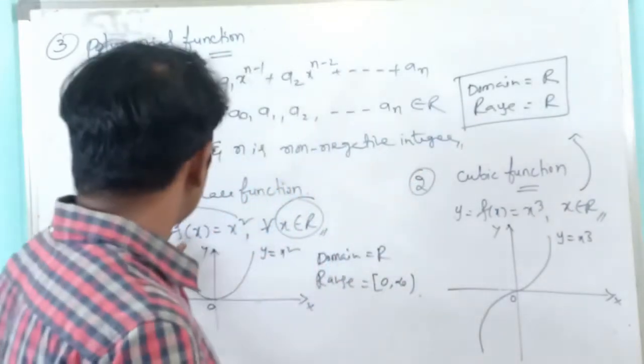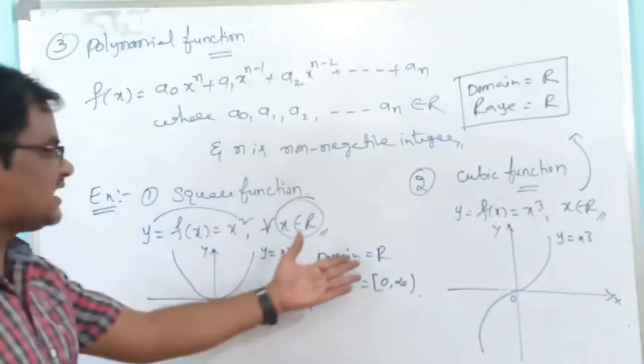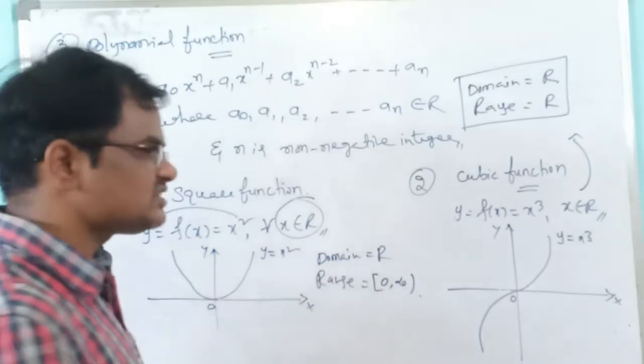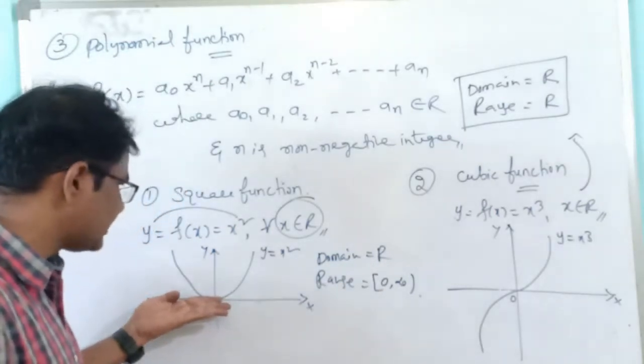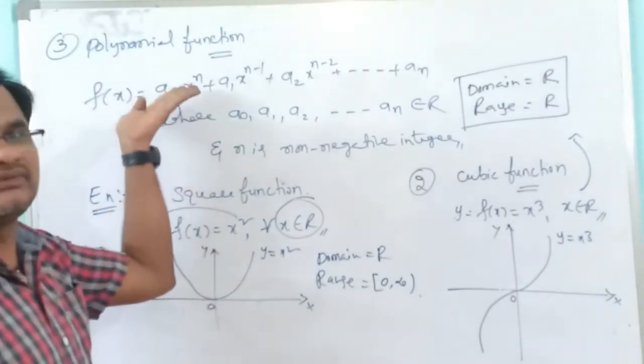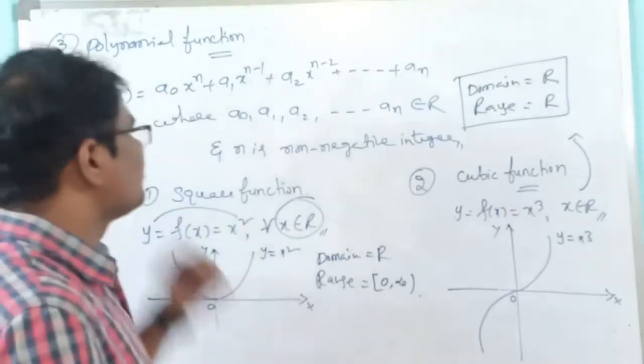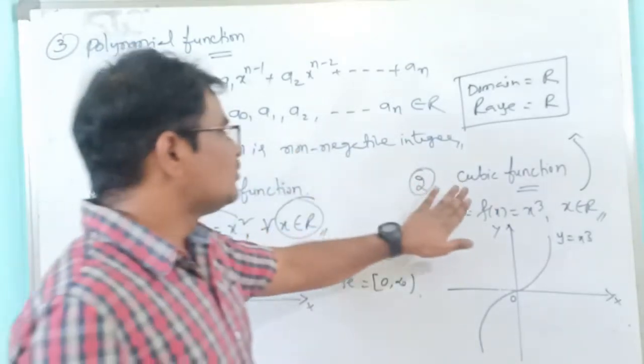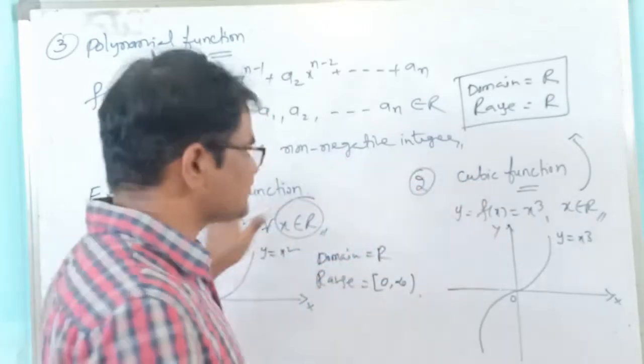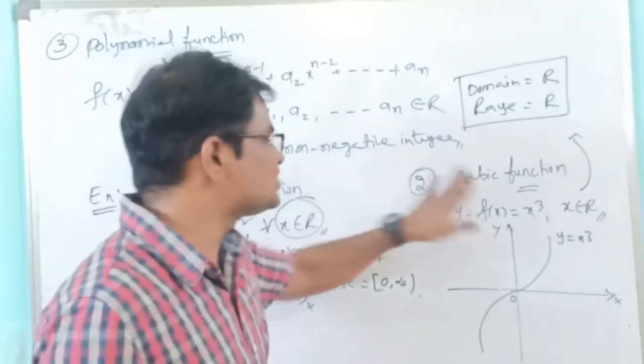And next, the square function: domain is real numbers and range is the closed interval 0 to infinity, because the y value exists from what? Closed interval 0 to infinity. Right? This is about the polynomial function. In this one, these two are most important, so that's why we have to discuss only these two.